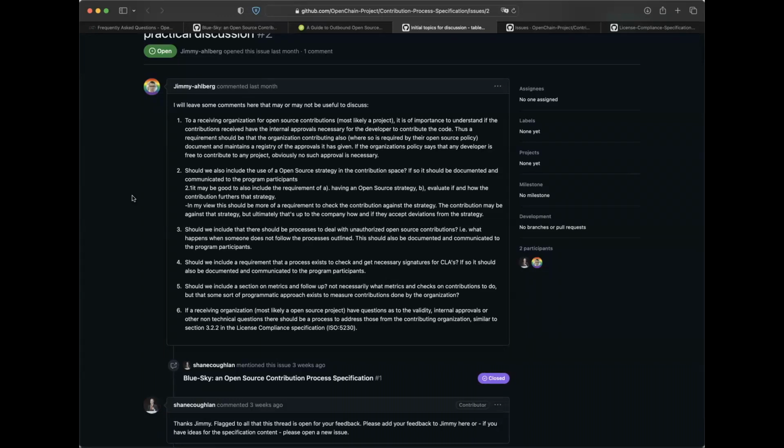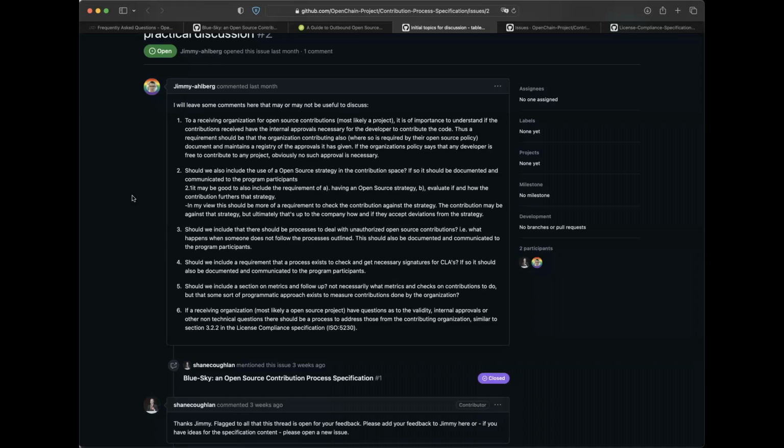I'm wondering actually how to distinguish that in the best way, and if setting this process for receiving contributions is even in scope of the specification we are talking about here. Cornelius, I think that's an excellent point, especially considering what we just saw with, for instance, HashiCorp and the relicensing of their code base.